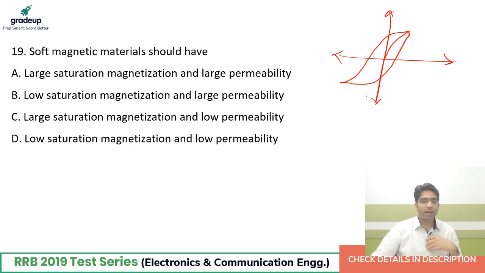Low saturation magnetization, wrong answer. It should have high saturation magnetization. The BH curve is narrow, okay, and tall. So it is having high saturation magnetization, large permeability, low corrosivity, high retentivity. These are the properties of soft magnetic materials.